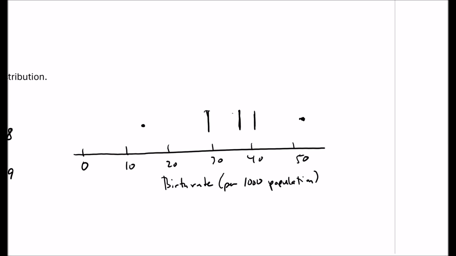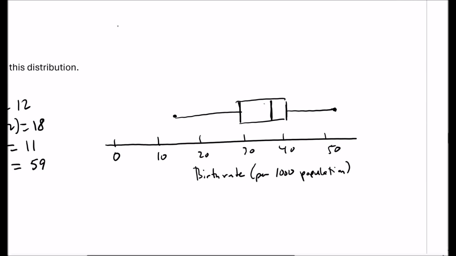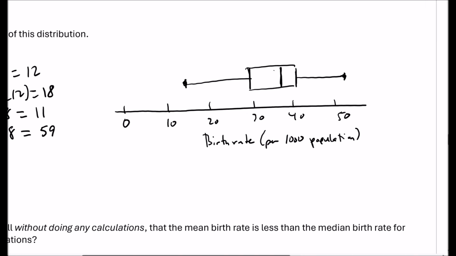Then we can draw our box and our whiskers. And there's our box plot. Some people like to do lines here. That's fine too, it doesn't matter. You can just do dots or lines, but there's your box plot.